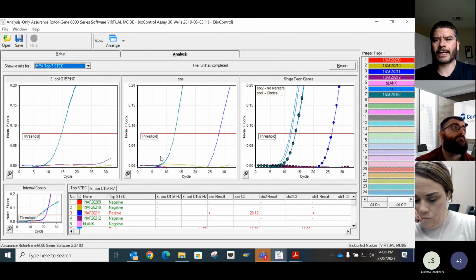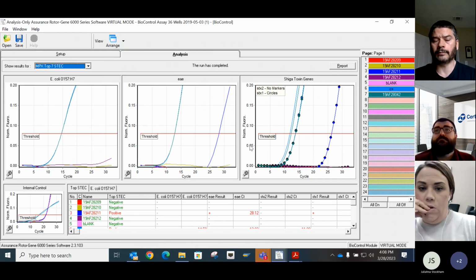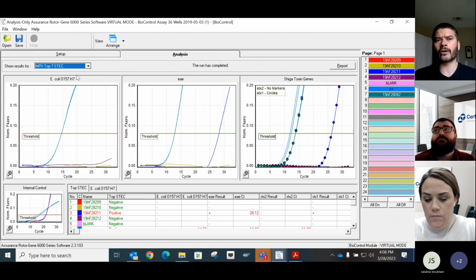So I did bring this MPX top 7 result up. Perfectly normal graph here. This is the same genetic target that's in the standalone E. coli 0157 kit. This is universal EAE, and this is shigatoxin genes. This will tell you which shigatoxin gene it is. Is it shigatoxin 1 or 2?